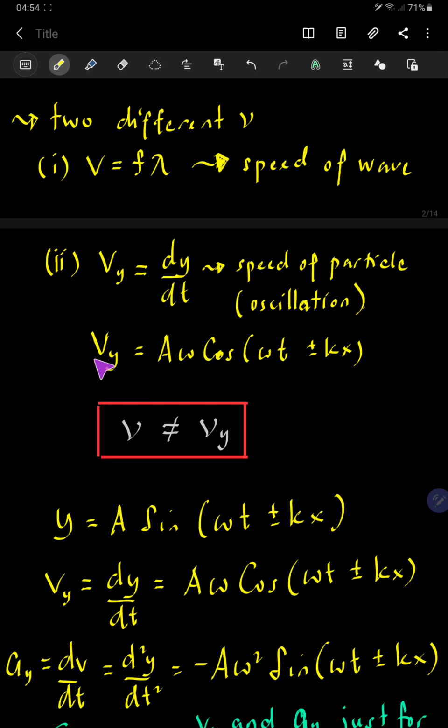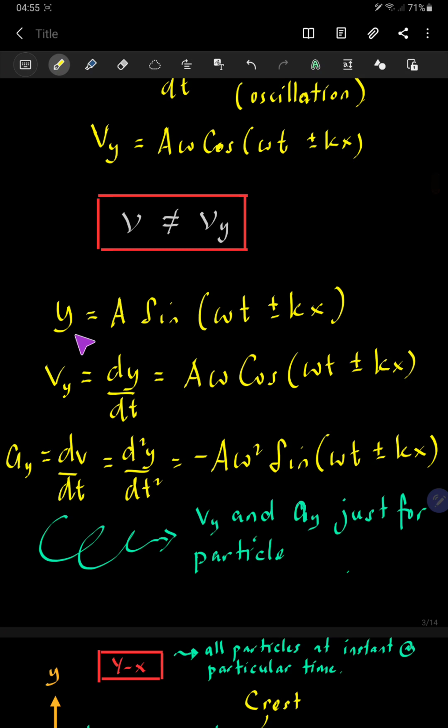As we know, vy equals a omega cos of omega t plus or minus kx. Under differentiation, the first differentiation of y with respect to t gives you this equation. So this is the speed of the particle which is under oscillation. Remember, v and vy are different: the speed of the wave and the speed of the particle.